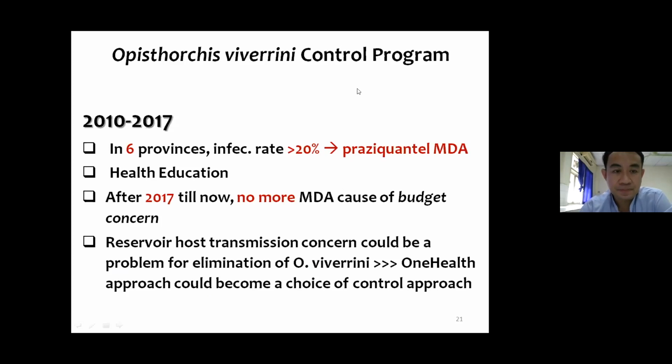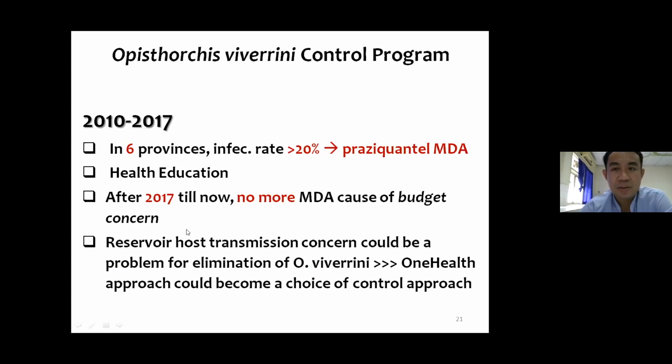So from 2001 to 2007, in 6 provinces that had an infection rate of more than 20%, we did parasitic control with MDA and health education. And after that, after 2007 until now, there is no more regular MDA in these provinces because of budget concerns.